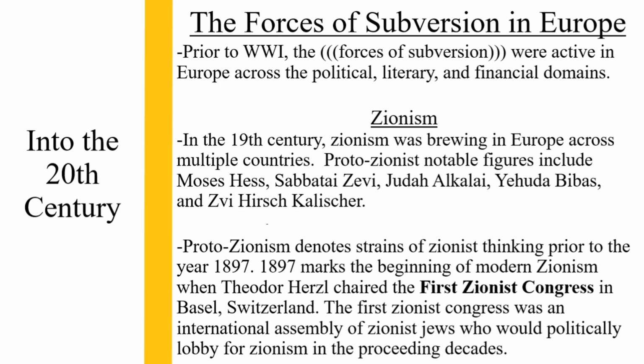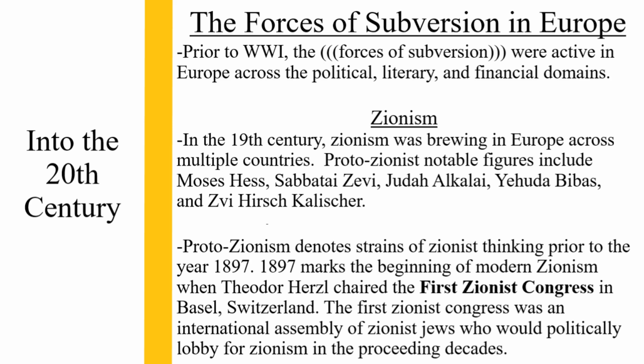The main thing we need to talk about is Zionism. Zionism was in the air during the 19th century, and it was brewing across Europe in multiple countries, and proto-Zionist figures, as they're called, included people like Moses Hess, Sabbatai Zevi, Judah Alkali, Yehuda Bibas, and Zvi Hirsch Kalischer. They're called proto-Zionist figures, though, because they precede the First Zionist Congress. And if we go on to the next paragraph, Proto-Zionism denotes strains of Zionist thinking prior to the year 1897.